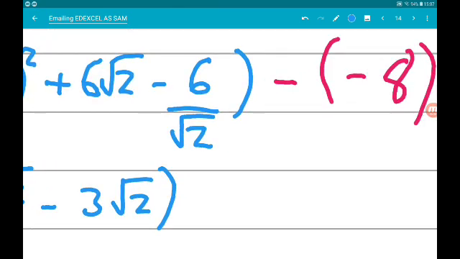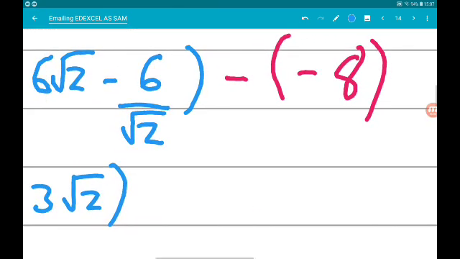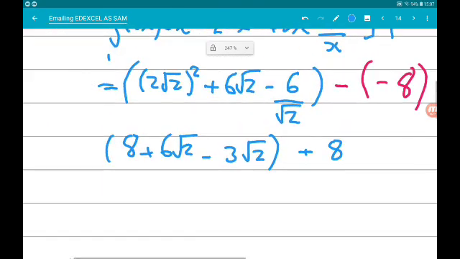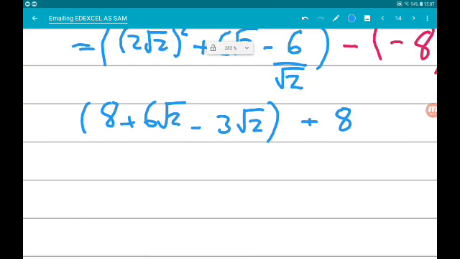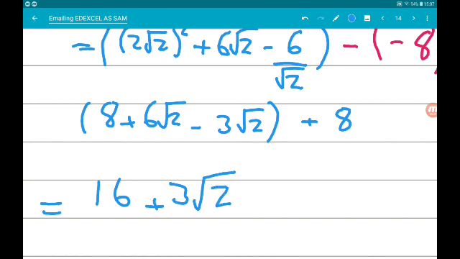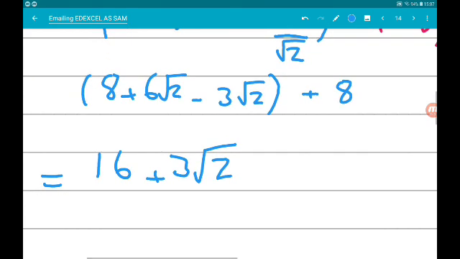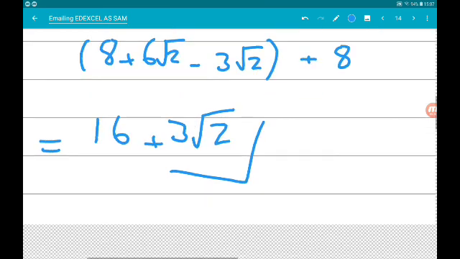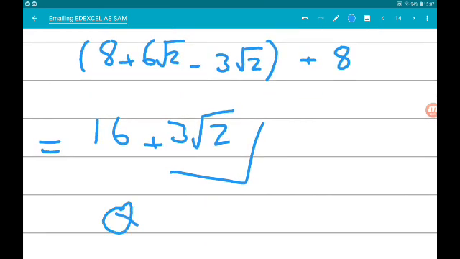And then we got minus 8. So that's add 8. Okay. So we've now got 8 add 8, which is 16. And then we got 6 root 2 minus 3 root 2, that's 3 root 2. So we've shown what we needed to, put a little end of proof, or if you like, cheeky little QED, quite enough, done.